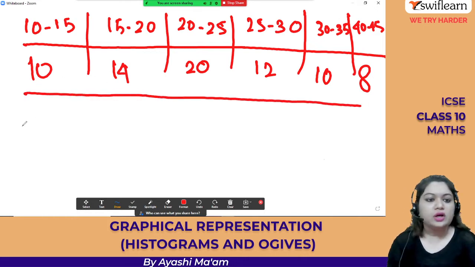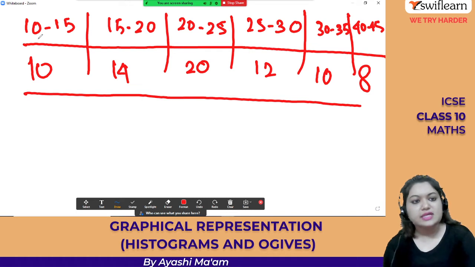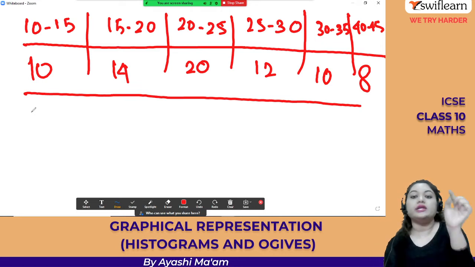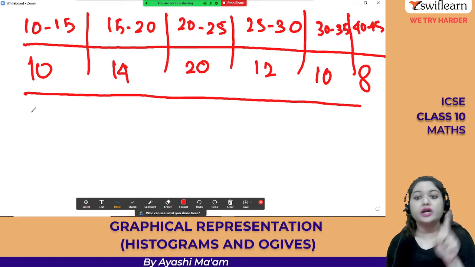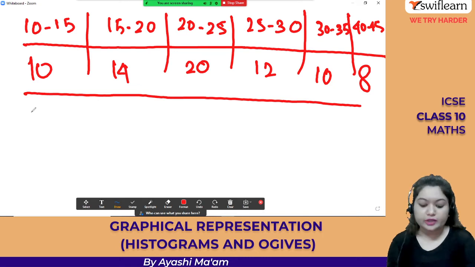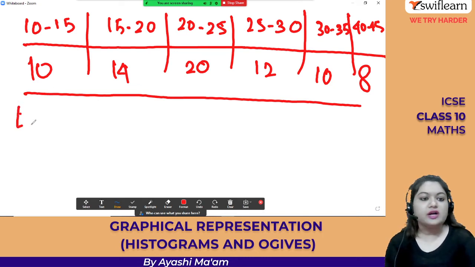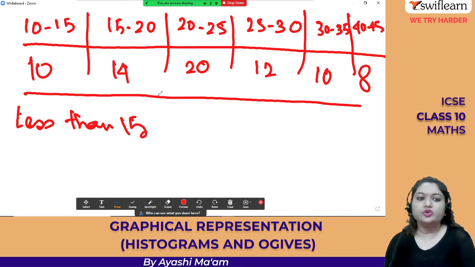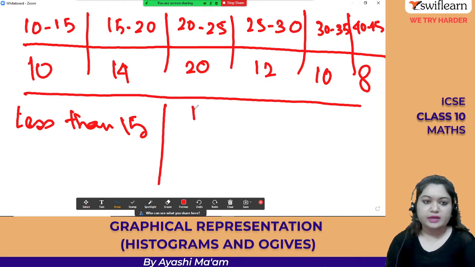So what can you write at first? See, from 0 to 10 the data is not available. So I told you, whenever the data is not available from 0 to 10, you need to apply cuts or breaks on the graph. Remember? Don't forget to do that. Alright, so at first we can go for less than 15. Less than 15 will be 10.